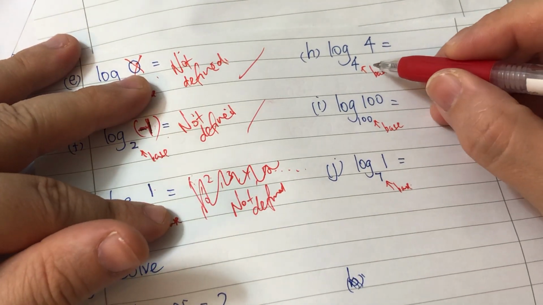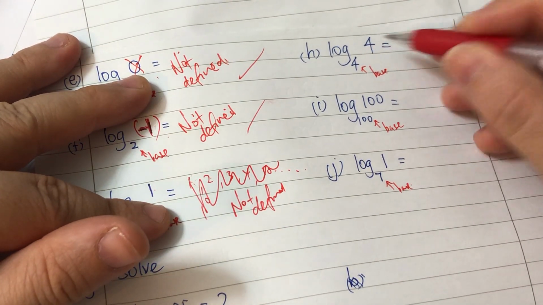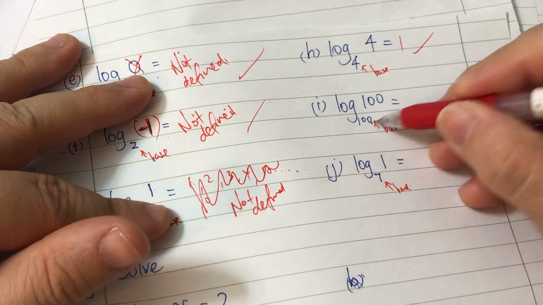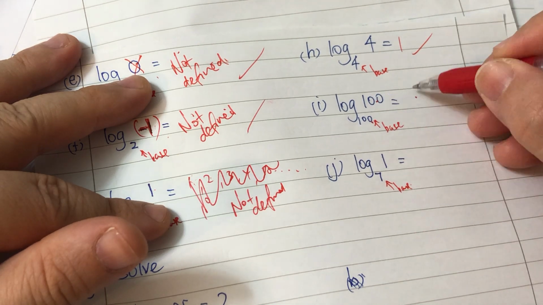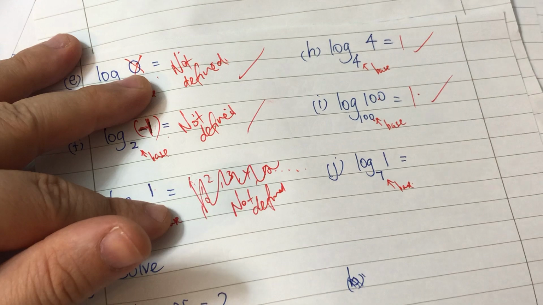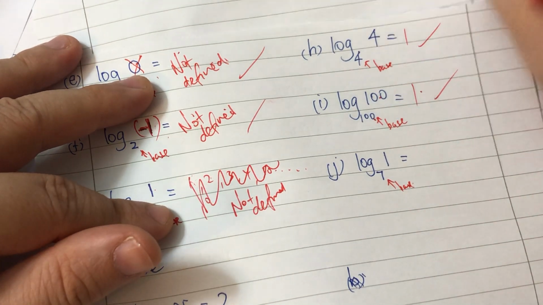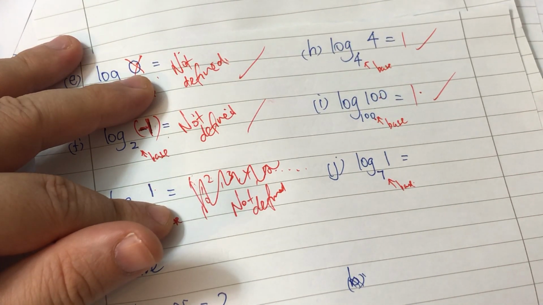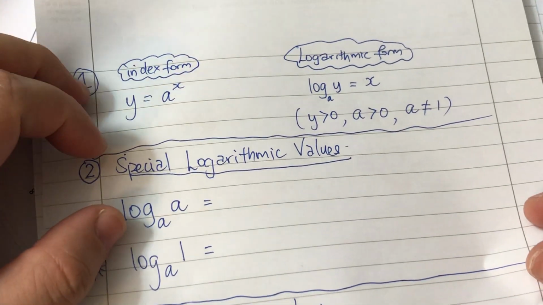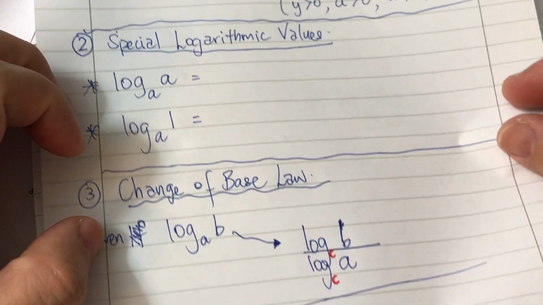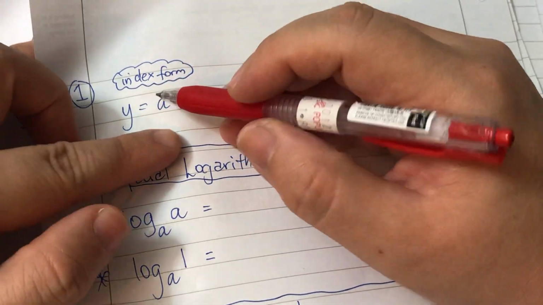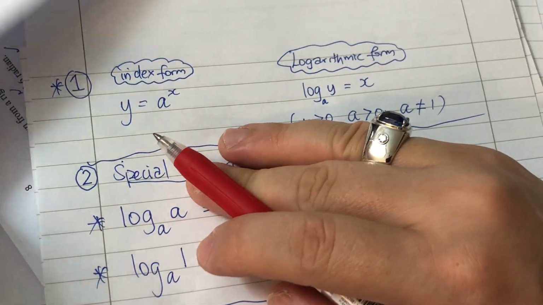How about this? 4 to the power of what is 4? Answer is 1. Then 100 to the power of what is 100? 1. So there's something that I want to show you. If you want, you can take a snapshot of this. These are all the rules that I want to show you. Okay, so we have gone through this already. Index form is like that.